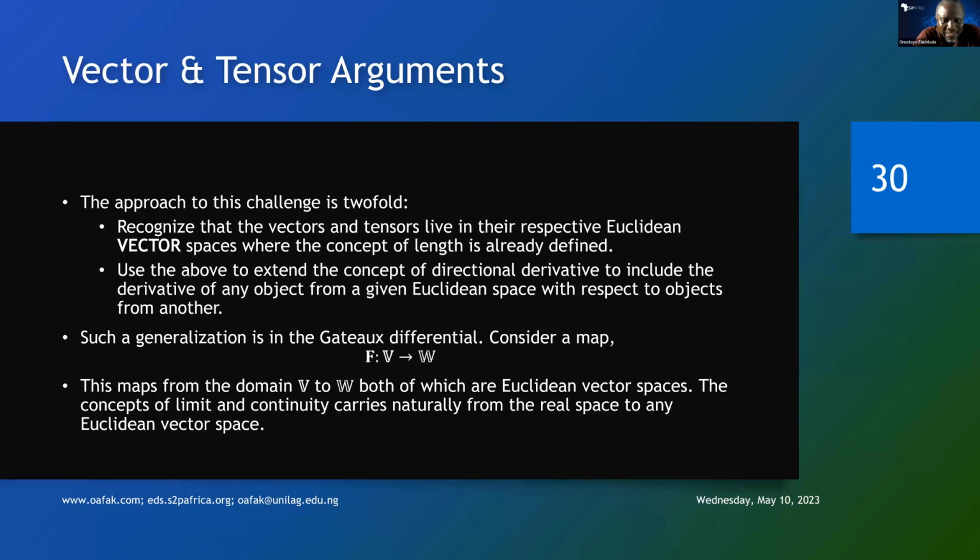And we will show that that definition for derivative is a superset of the definition we already know. It's not something different. If everything degenerates to scalars, we are going to recover our original definition. So the definition we are going to give is not contradicting the definition we had before. We'll so define it that it does not contradict anything. Use the above to extend the concept of directional derivative to include the derivative of any object from any given Euclidean space with respect to objects from another. We're going to use the concept of directional derivative. Such a generalization is what is called the Gateaux differential.